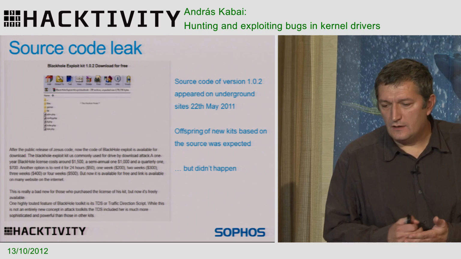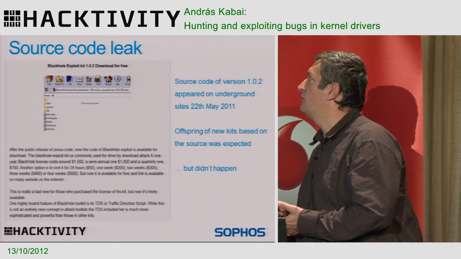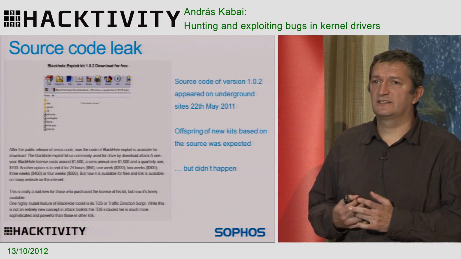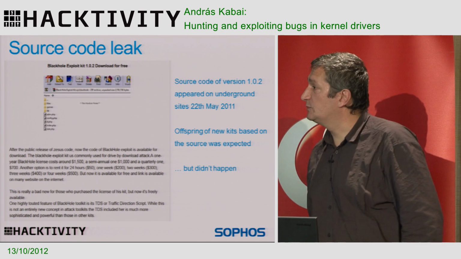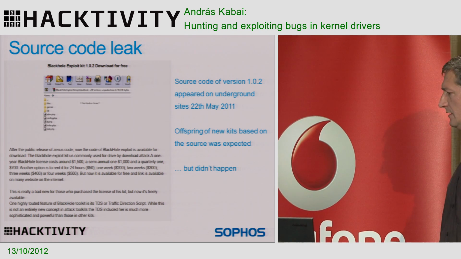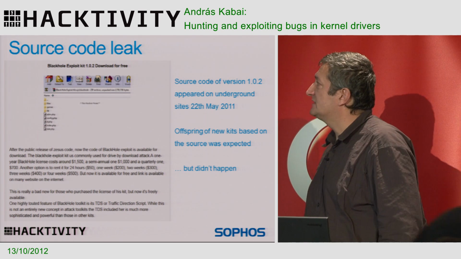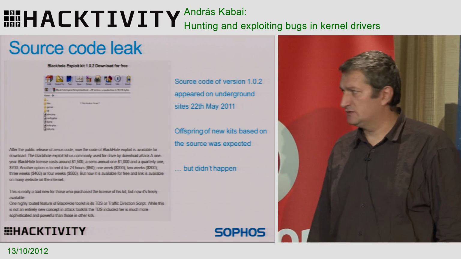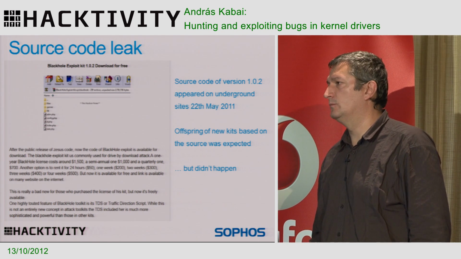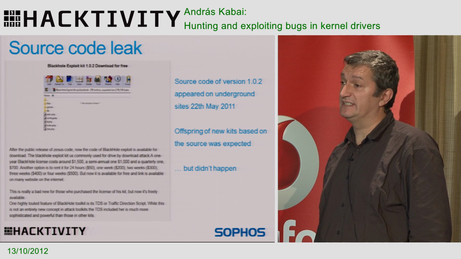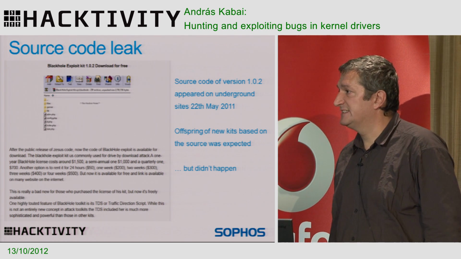Anyhow, the event that triggered this presentation happened in May 2011, when information appeared on the underground forums that the source code of the Blackhole exploit kit had leaked out. At that point, it was expected that this leaked source code could lead to an offspring of modified versions of this exploit kit appearing at a very fast rate in large numbers.